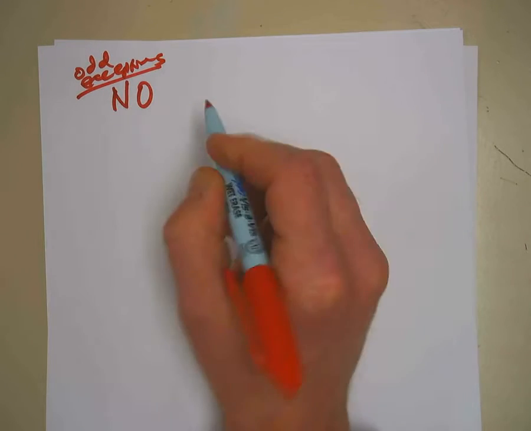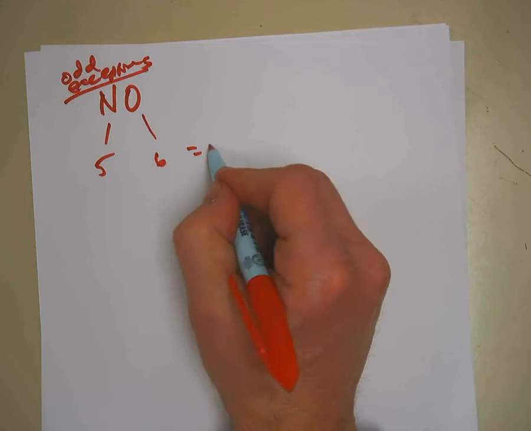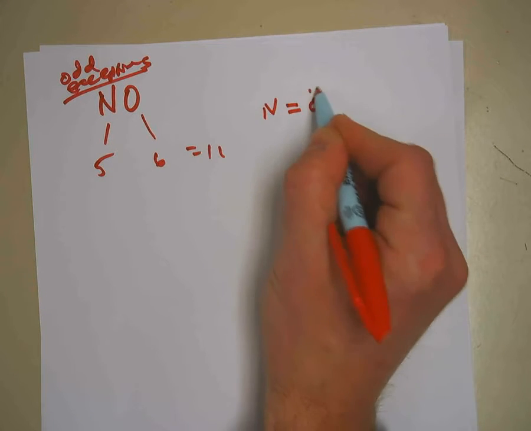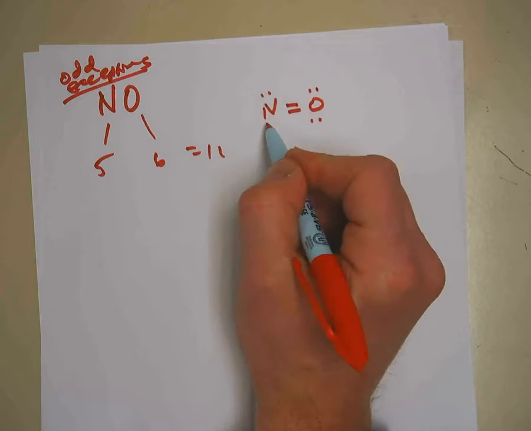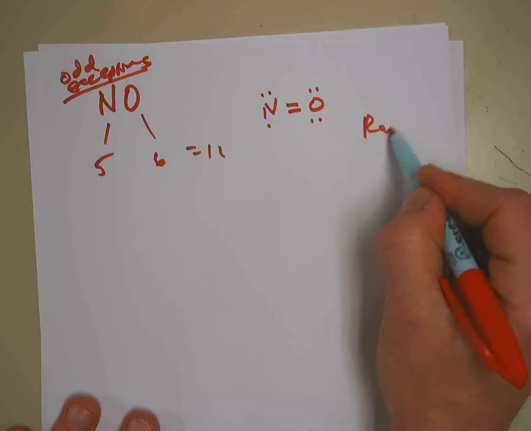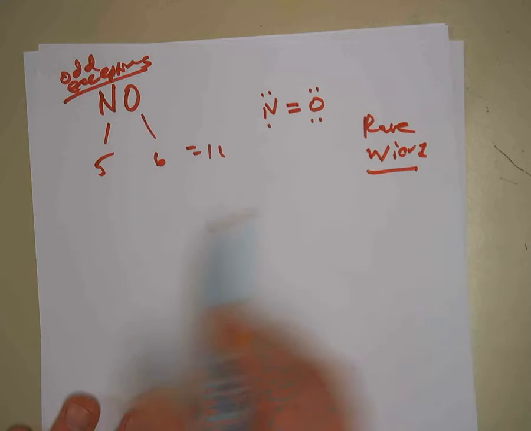Okay. Nitrogen, 5 electrons, oxygen, 6. Oh, it's 11 electrons. Yup. Ends up looking like this. 2, 4, 6, 8, 10, 11. Odd number of electrons. Yeah, it happens sometimes. Rare. Weird, weird, but it happens.